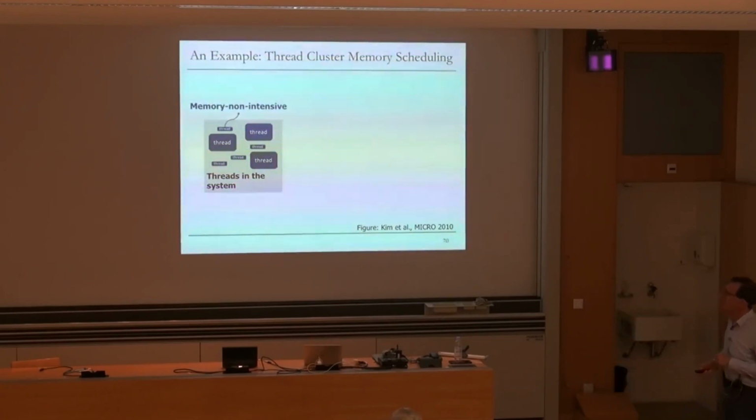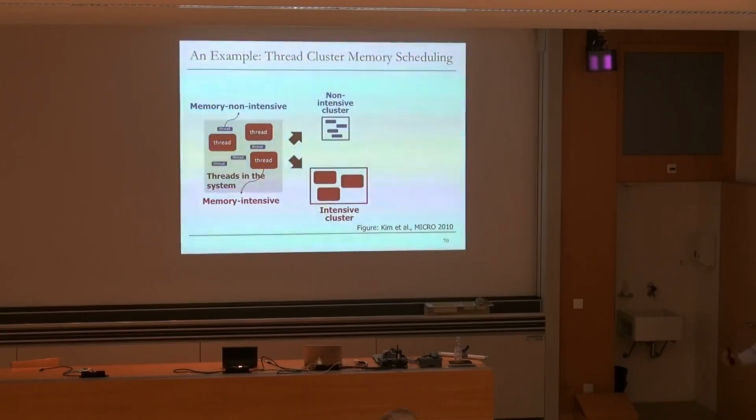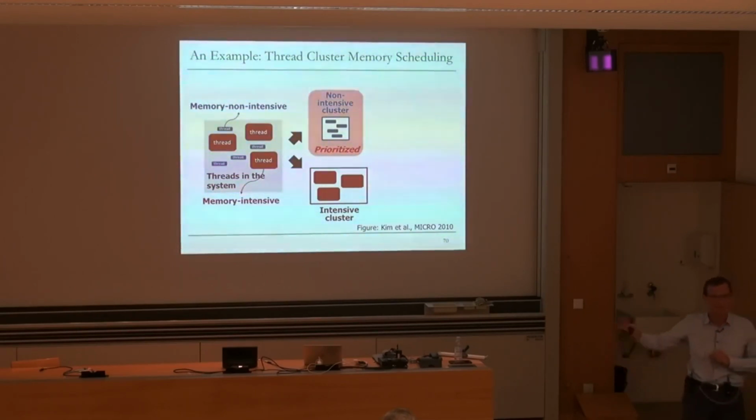So the previous work characterized them as mice and elephants, memory non-intensive and memory intensive, and puts them into two different groups in the memory controller hardware. It forms a non-intensive cluster and an intensive cluster, and then treats them differently. It prioritizes the non-intensive cluster. Why? Because if you prioritize these threads, they can make fast progress without disturbing the elephants. There are a bunch of mice running around, and the elephant is not disturbed. The elephant is disturbed by other elephants that are trying to kick it. Essentially, that's the idea.